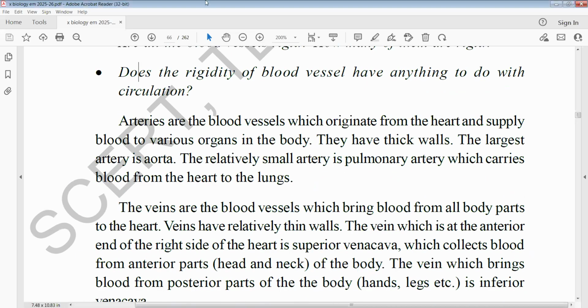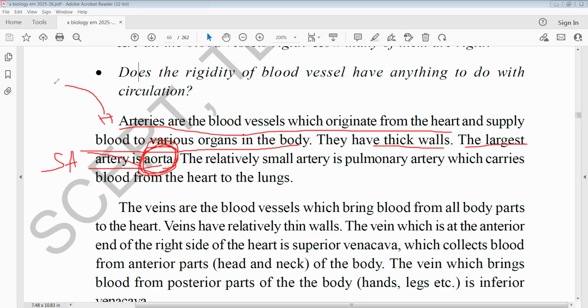Arteries are the blood vessels which originate from the heart and supply blood to various organs in the body. Already I said arteries have thick walls. The largest artery is the aorta. This one is very important at examination level. The aorta, also called the systemic artery, is the biggest blood vessel in the body, which carries blood from the heart to body parts.